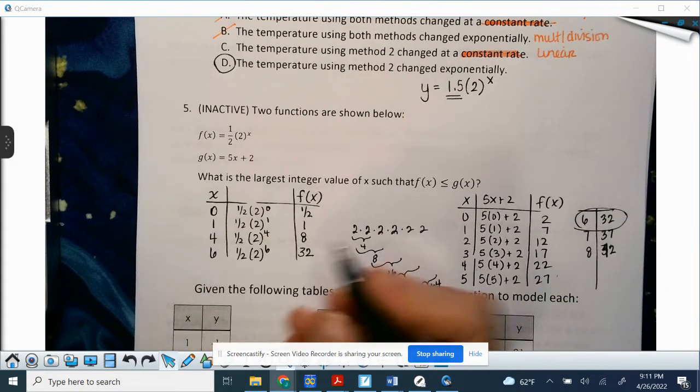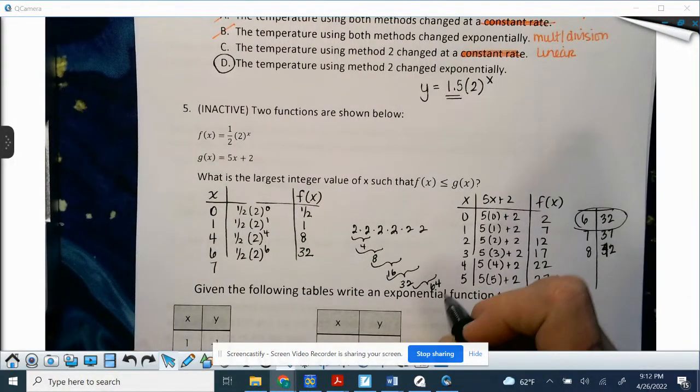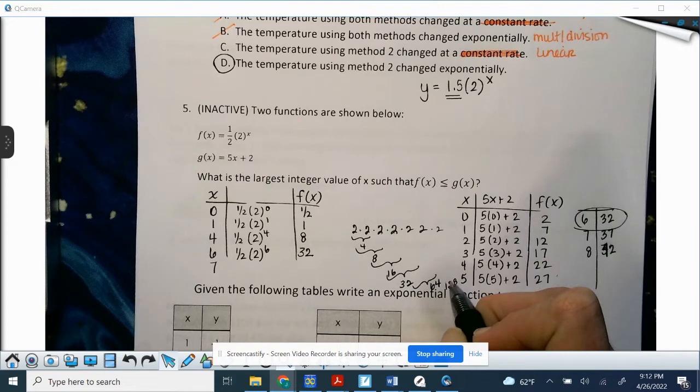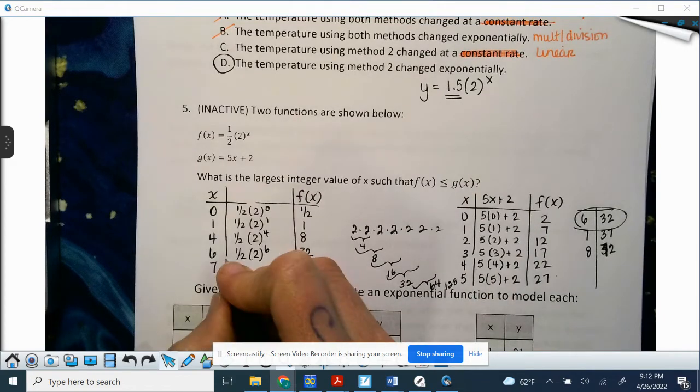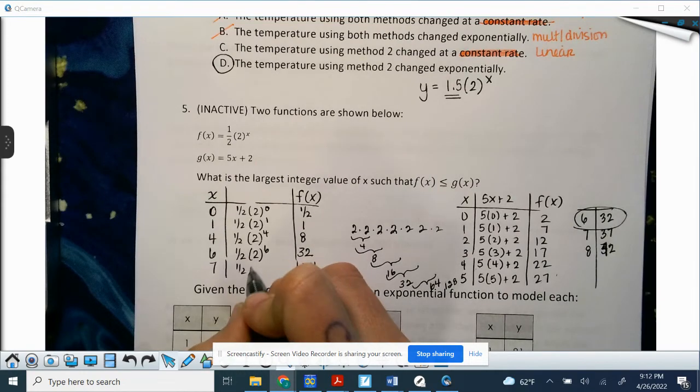Now, ideally, we should probably try 7. So if I add one more, that's 64 times 2, which is going to be 128. Yep. So 64 times 2 one more time is 128. Half that is going to be 64. So that's 1/2, 2 to the 7th power.